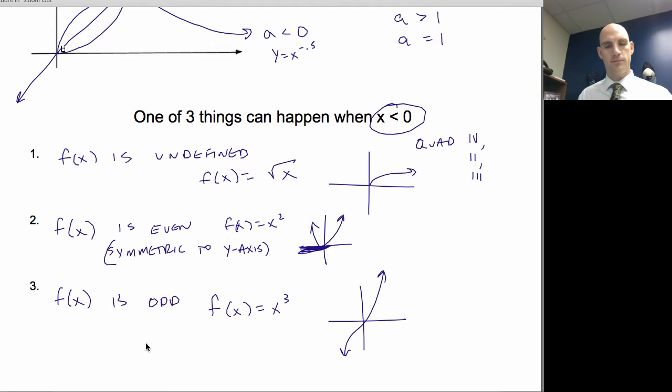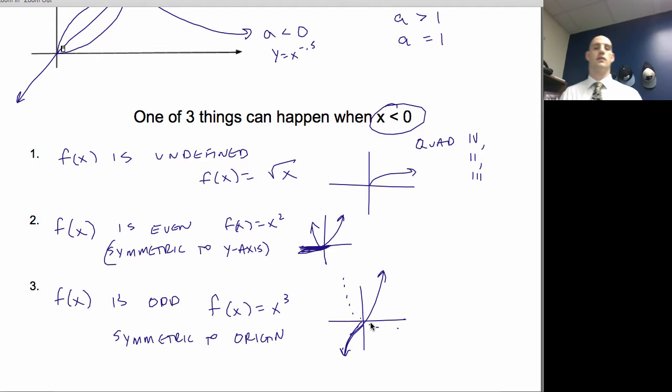And therefore, it's symmetric to the origin. And that would mean that this piece here is a reflection of the original over y and then over x, or over x and then over y. Okay? That's what happens when x is less than 0.